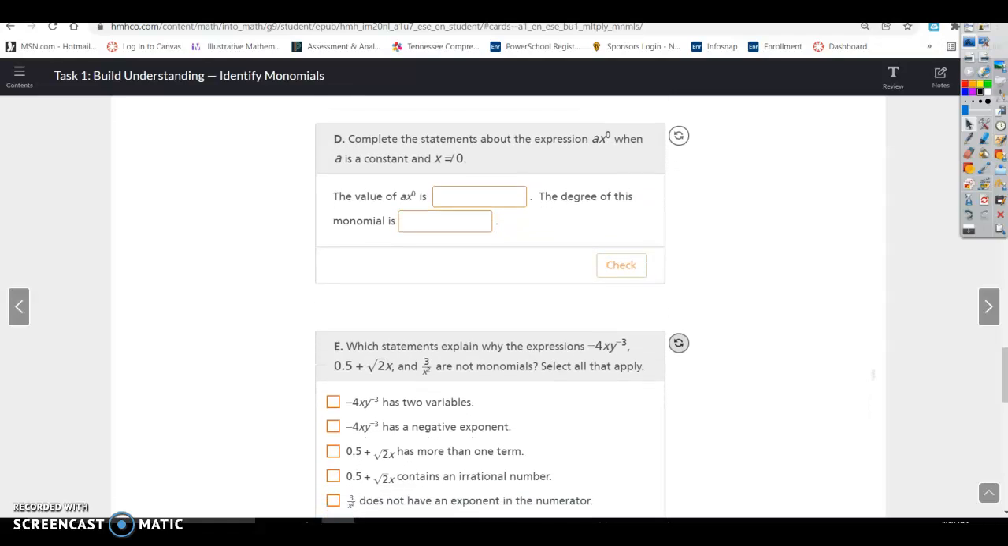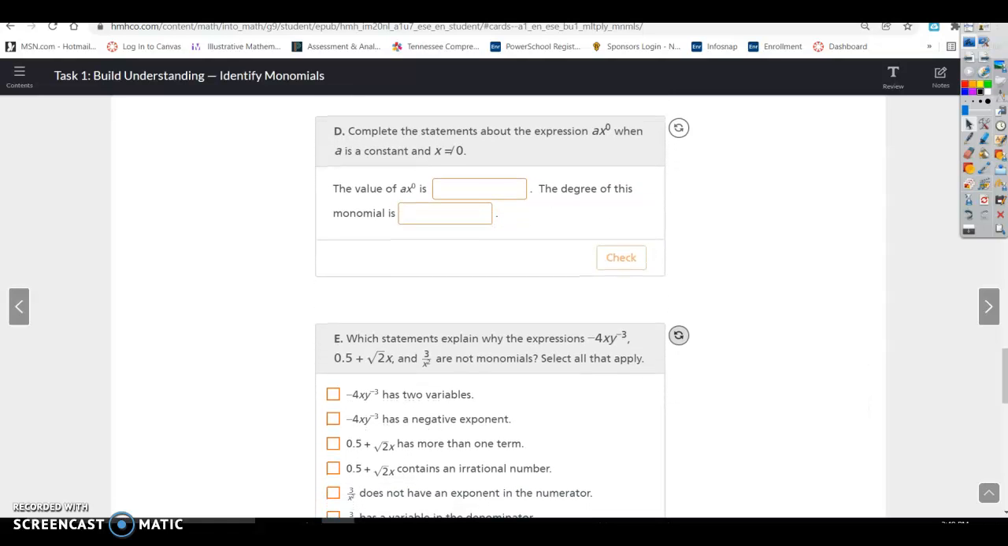All right, so complete the statement about the expression ax to the 0 when a is a constant and x is not equal to 0. So the value of ax to the 0 is whatever a is, because x to the 0, remember, anything to the 0 power equals 1, and 1 times a is just a. The degree of this monomial is 0.